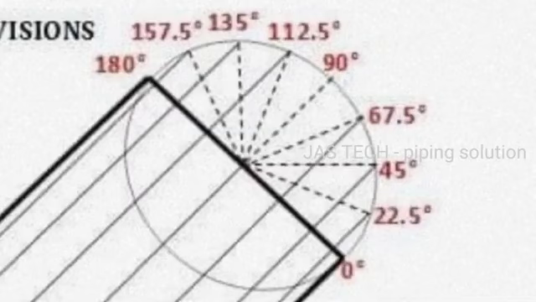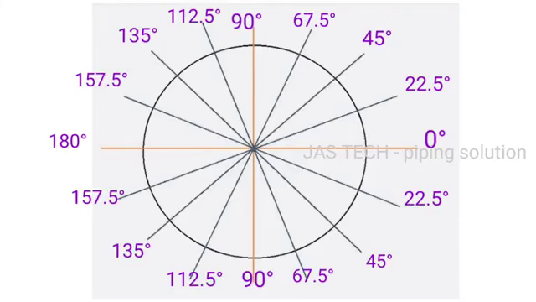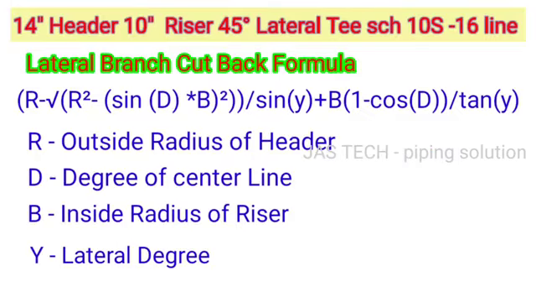First we see the 10-inch riser or branch marking. The branch circumference is equally divided into 16 parts. Our sample is a 14-inch header, 10-inch riser, 45-degree lateral, schedule 10S. It is an SS pipe, 16 lines.